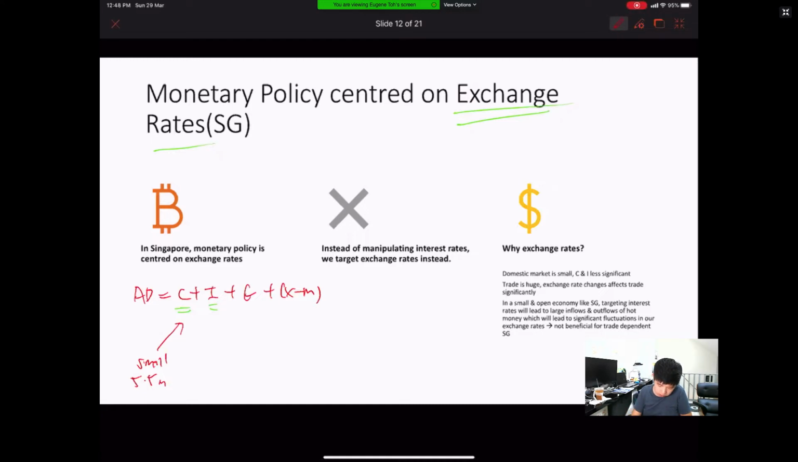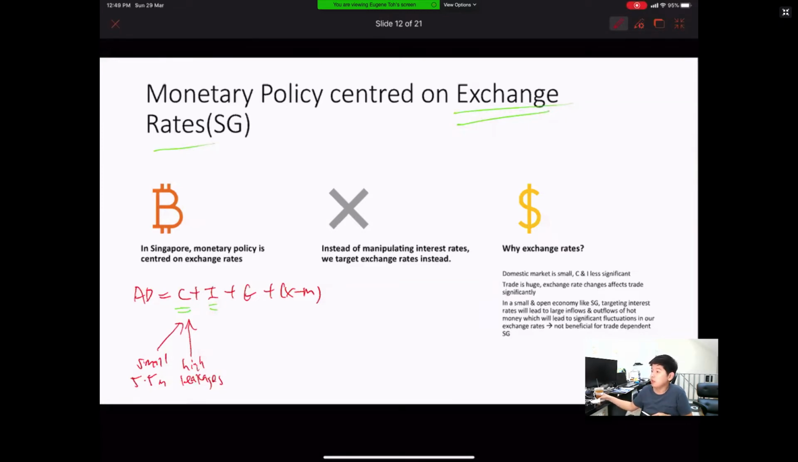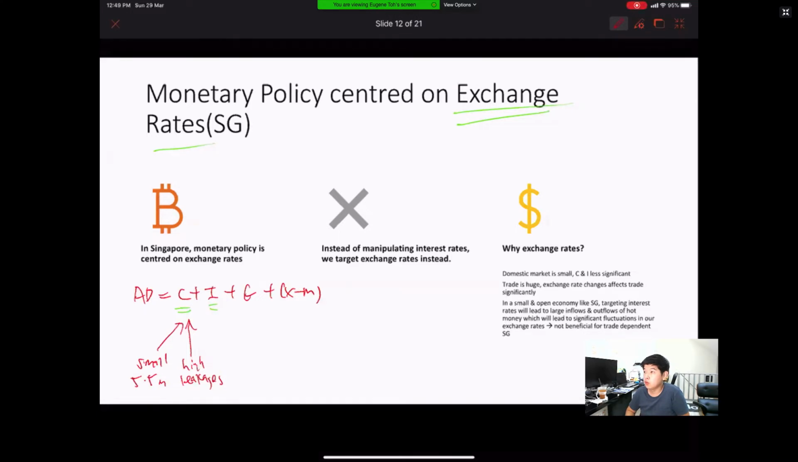Other than that, we have this thing called high leakages. Can anybody explain to me what's the meaning of high leakages? How does money leave the circular flow? What is the high withdrawal in the form of what? Yes, through imports. So a lot of things that we consume, you myself don't consume.